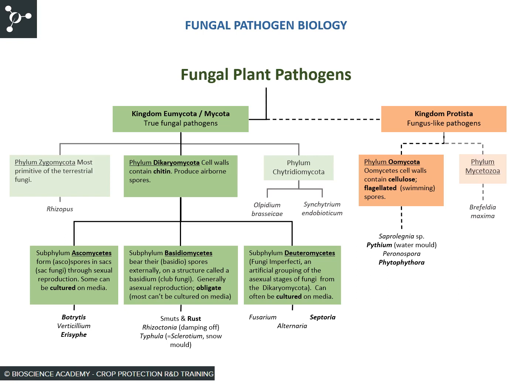We continue with an overview of fungal plant pathogens, differentiating between the true fungi or the true fungal pathogens and the fungus-like pathogens or the oomycetes. We break down these two groups of plant pathogens and identify specific differences within the groups and between the groups which allow us to target selectively different groups of pathogens.